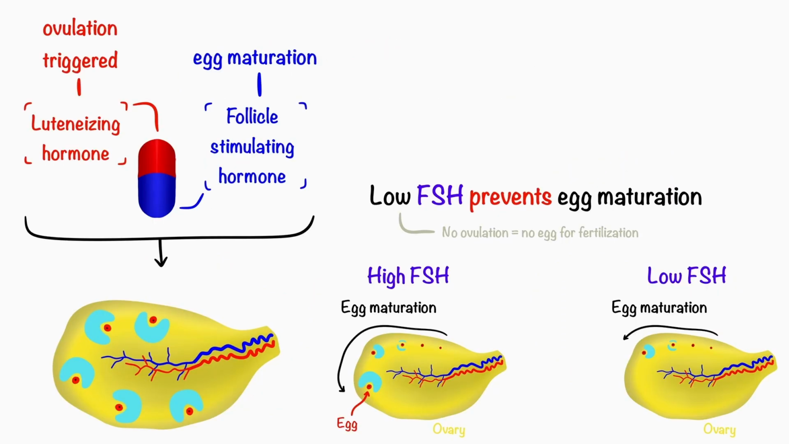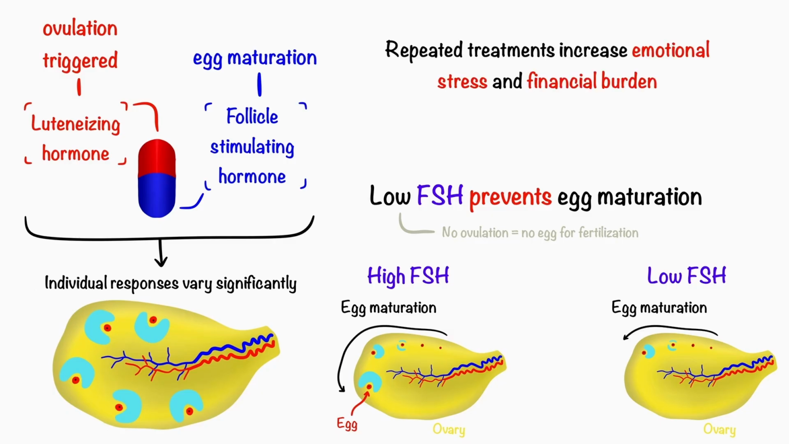Fortunately, medical science has developed fertility drugs that contain hormones like follicle stimulating hormone and luteinizing hormone. These can be administered to stimulate ovulation, the release of eggs from the ovaries. These treatments help many women become pregnant who previously couldn't conceive. However, the success is not guaranteed for everyone.